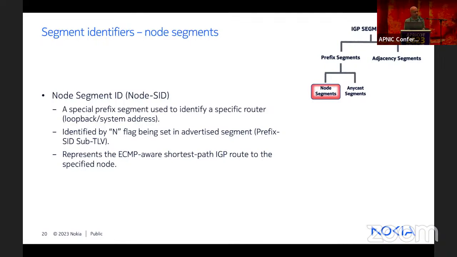Now, a node segment is a prefix segment. It has the additional attribute that the node segment is used to identify a router in the network. Right. So like I said, it's typically associated with some sort of loopback address or a system address that identifies a router. When we advertise it, there's a flag. Once again, don't worry about it unless you're doing packet captures. And the semantic here is that route me using the shortest path to this destination. So same semantic as obviously your prefix segments, because this is a prefix segment.